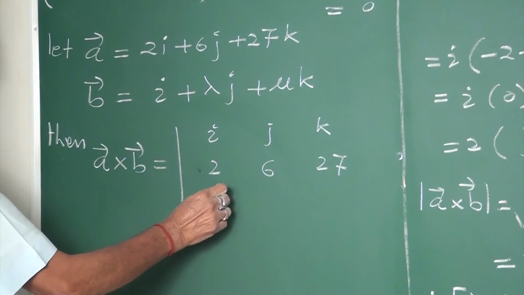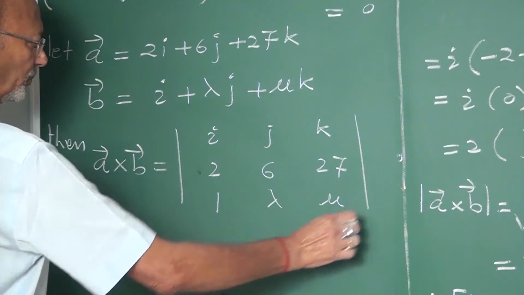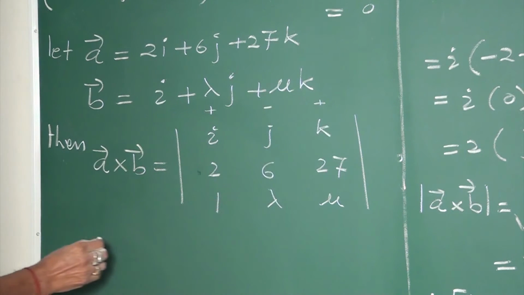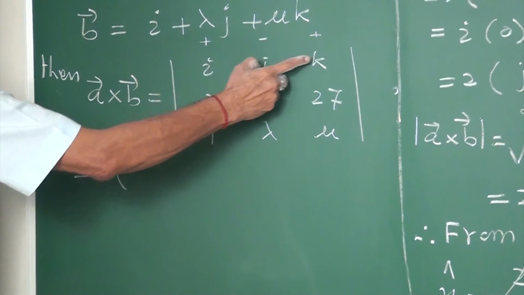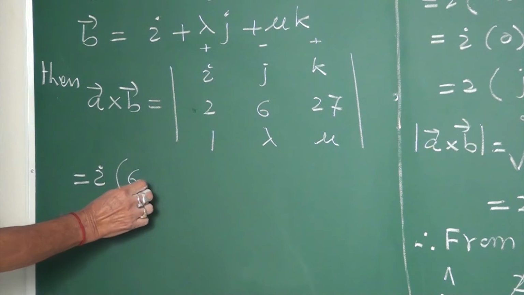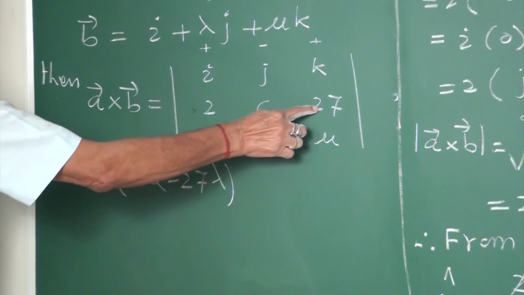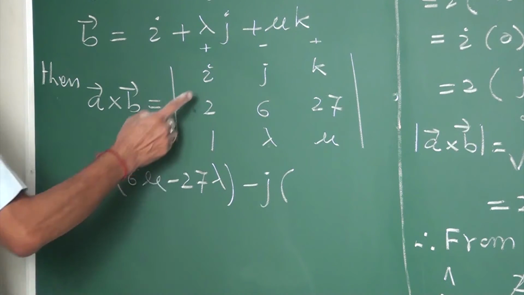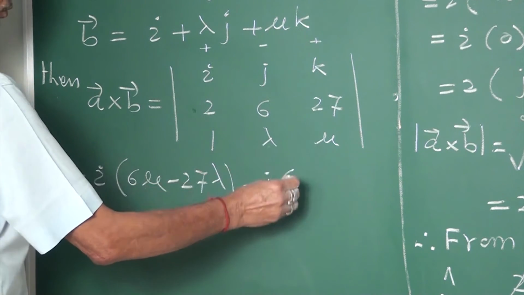27. Components of B: lambda, mu. i into, leave the elements of the first row, first column: 6 mu minus 27 lambda. Minus j into first row, second column: 2 mu.